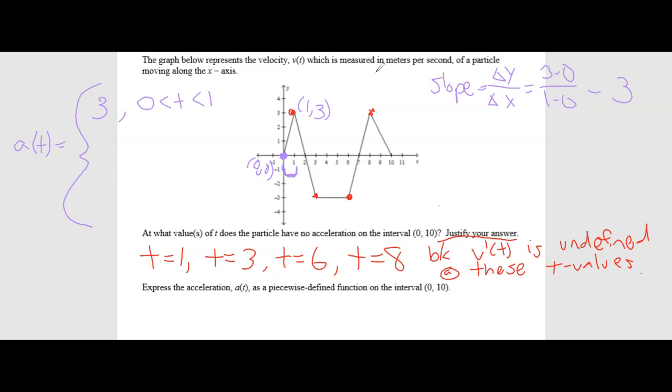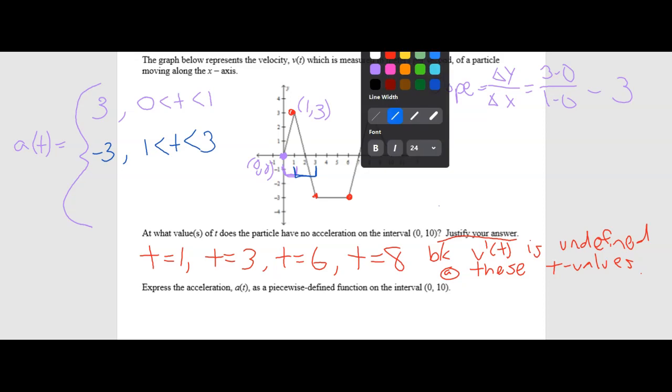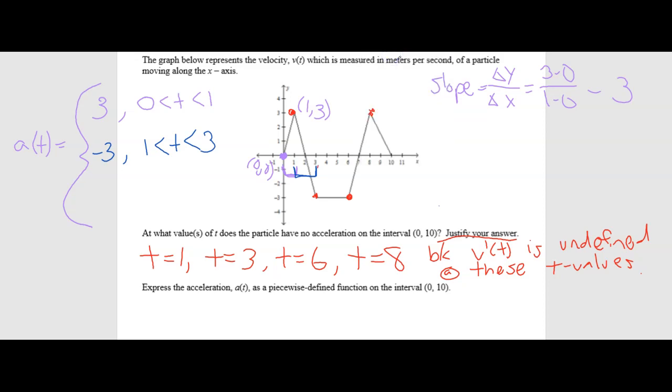All right, our next little interval is 1 to 3, because the v of t function is linear between these two t values. You could go ahead and find the slope on your own. It's going to come out to be negative 3, and that is from 1 to 3. All right, our next interval would be 3 to 6.